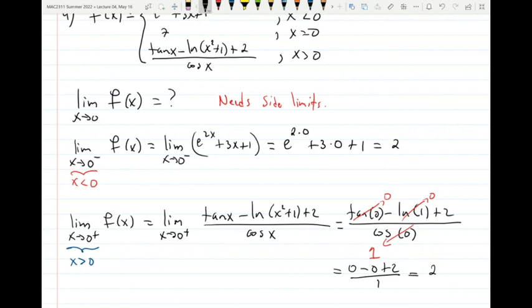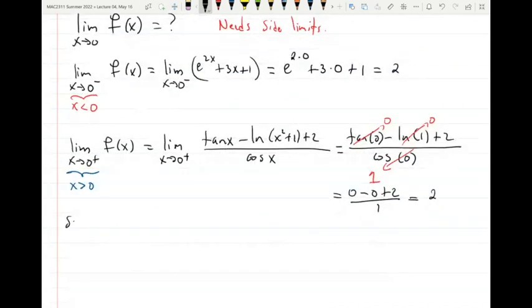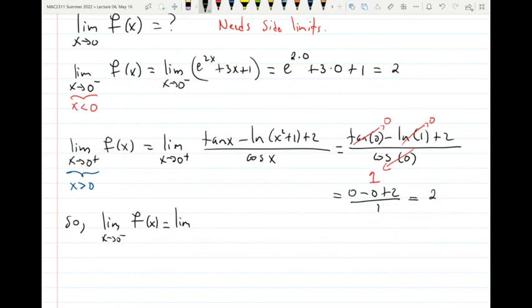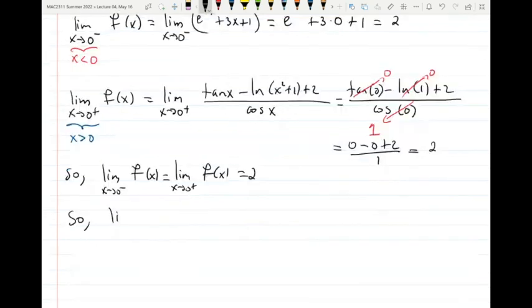But here, just like that. So the point is that the left limit agrees with the right limit. They both equal 2. So the actual limit that we are interested in exists and equals 2. Okay?